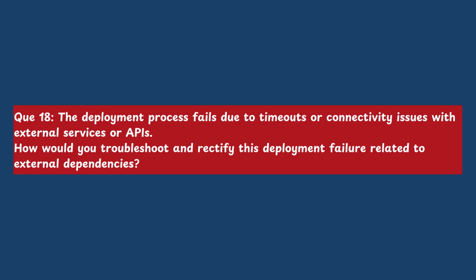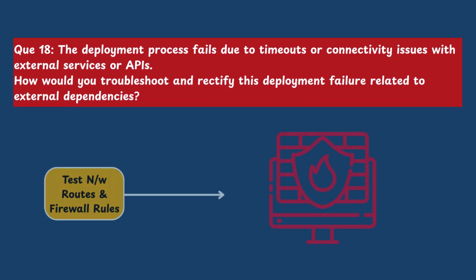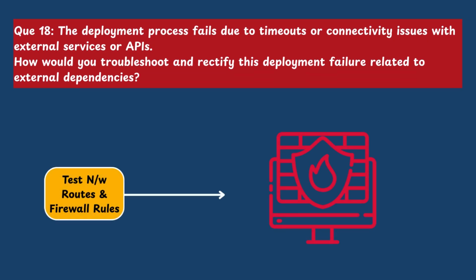The deployment process fails due to timeouts or connectivity issues with external services or APIs. How would you troubleshoot and rectify this deployment failure related to external dependencies? Here's how you can answer.